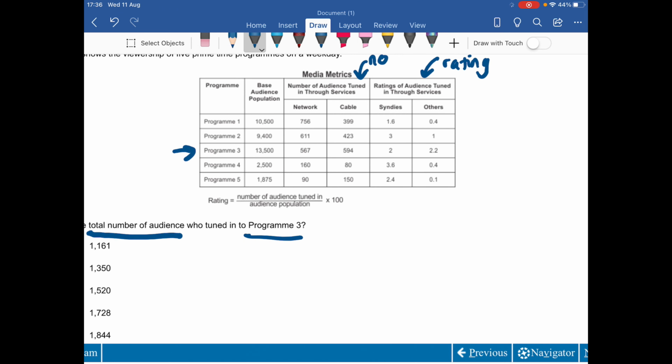Because these two columns show us number, we're going to add this number to this number. So if you do 567 plus 594, that's 1161. So then what you have to do is find the number of audience for the rating, right? The problem is that these two columns have just given us the ratings, but we want to calculate the total number of audience.